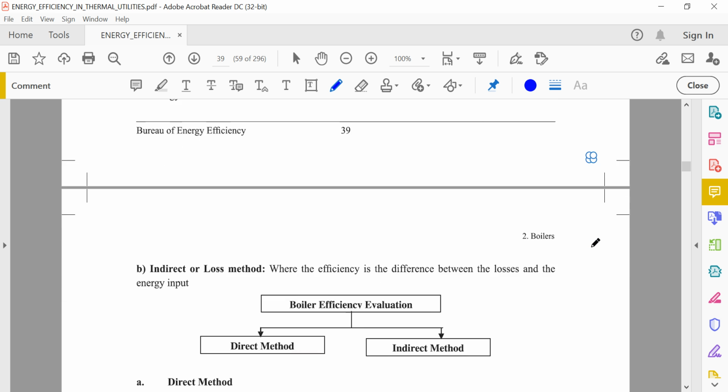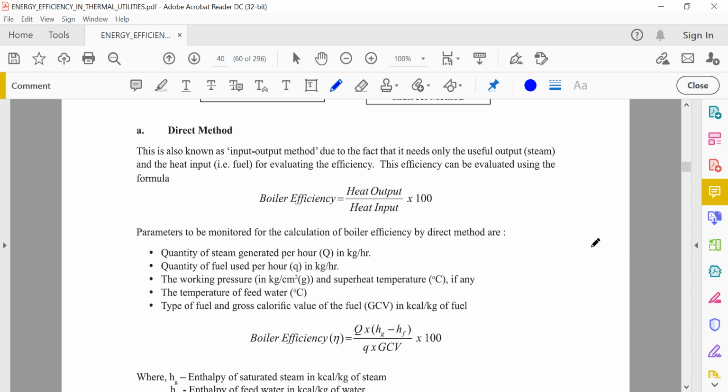Now, first we will explain the direct method. This is also known as the input-output method due to the fact that it needs only the useful output, that is the steam, and the heat input for evaluating the efficiency. Now, here is the formula. It's basically heat output divided by heat input.